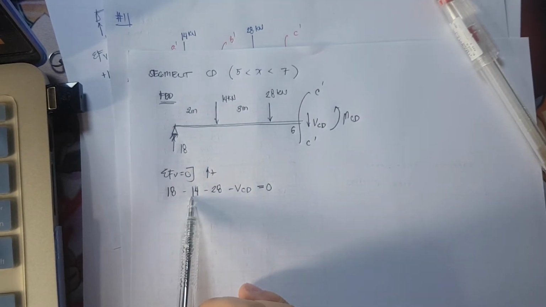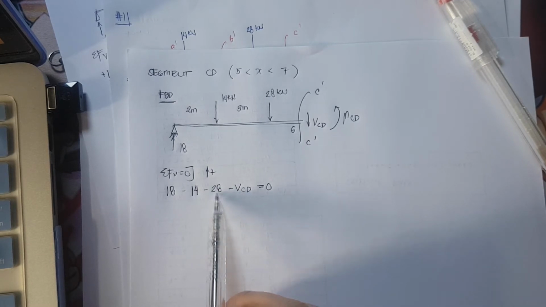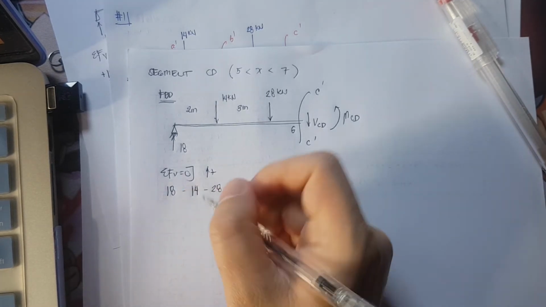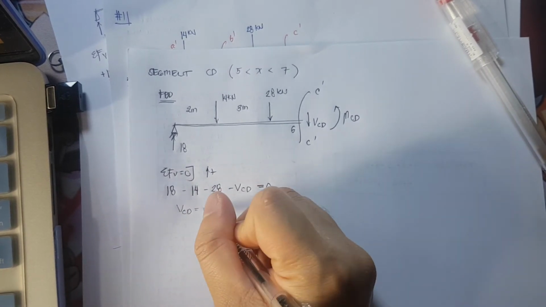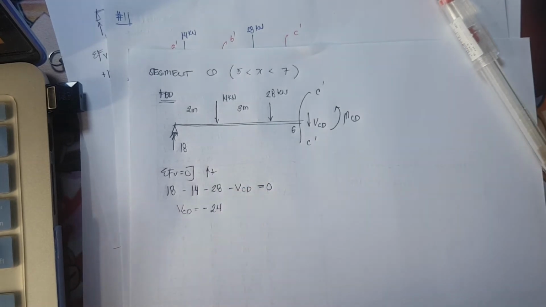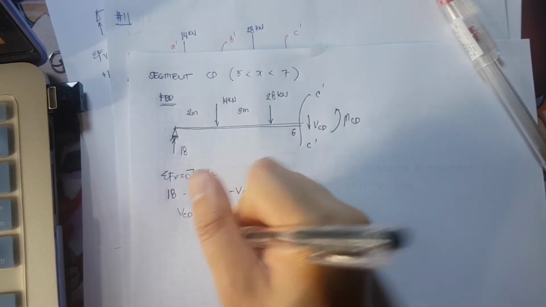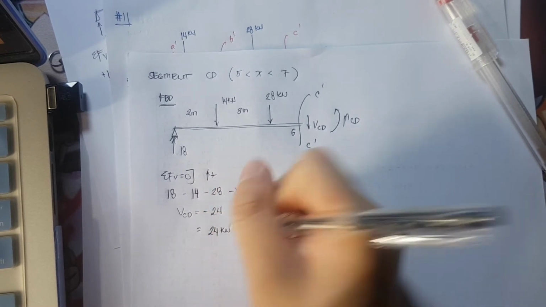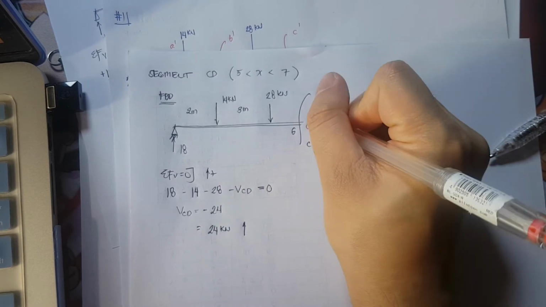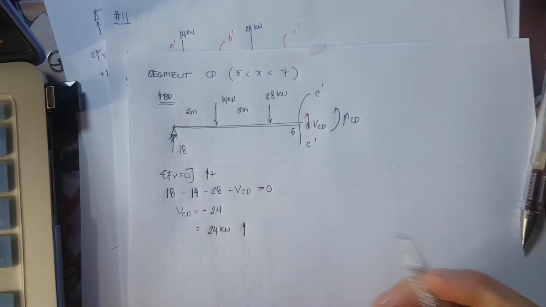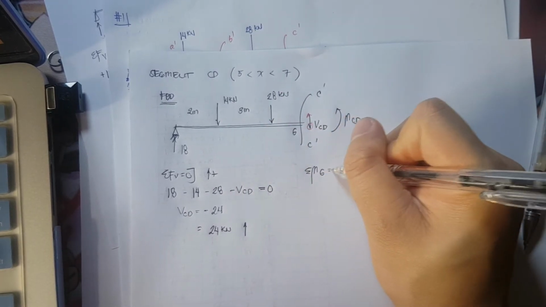18 minus 14, that is positive 4, plus, minus 28, that is negative 24. Transpose it to the other side of the equation. It becomes positive. So, shear CD is equivalent to negative 24. Okay? So, that is equivalent to 24 kilonewtons and it is pointing upward. So, our assumed direction is incorrect. It is pointing upwards. Next, for the moment, summation of moment at point G is equivalent to 0.